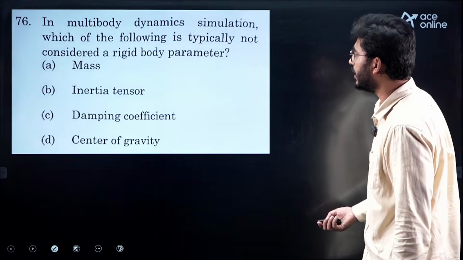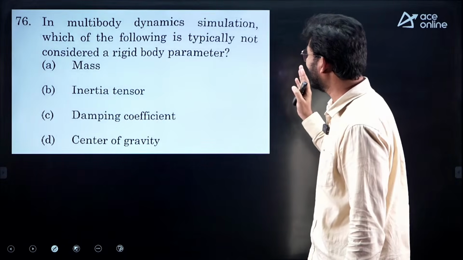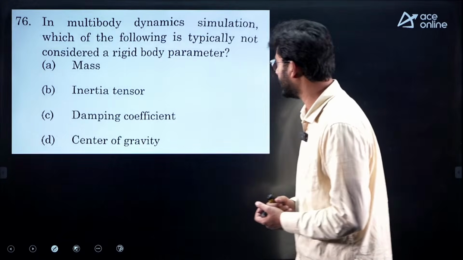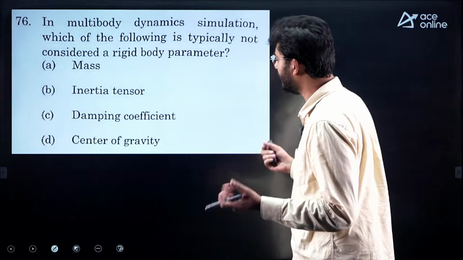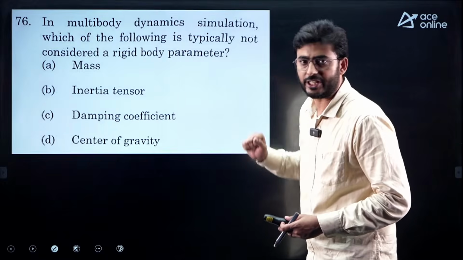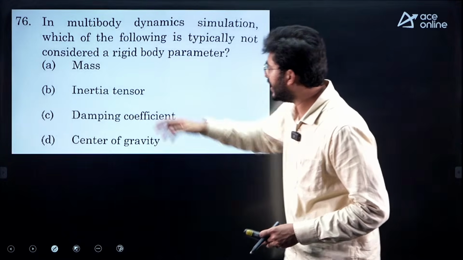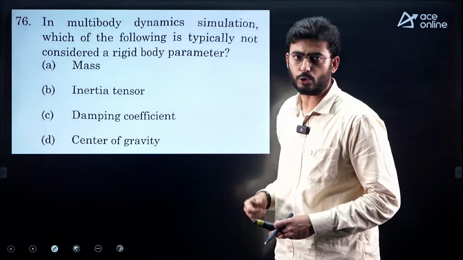Okay. Next one, a multi-body dynamics simulation. Which of the following typically is not considered as a rigid body parameter? So here, dear students, you should be very careful about a keyword which is not relevant or which is differentiating from the other options. So here mass is there, inertia tensor. Inertia tensor is once again relevant to the mass.